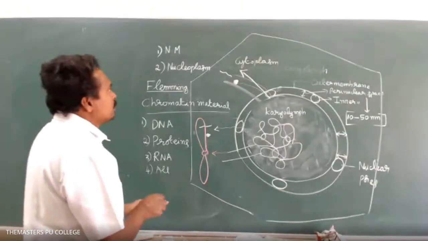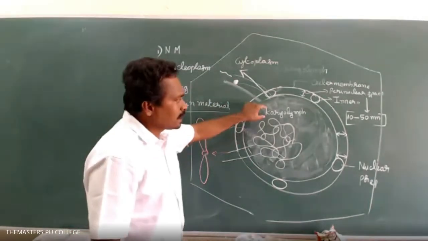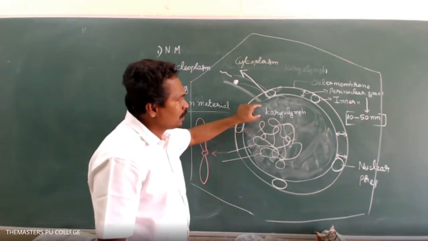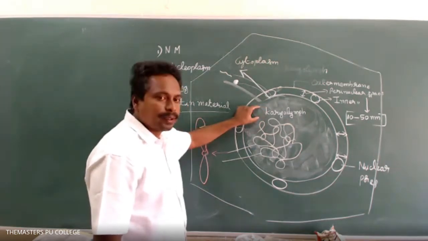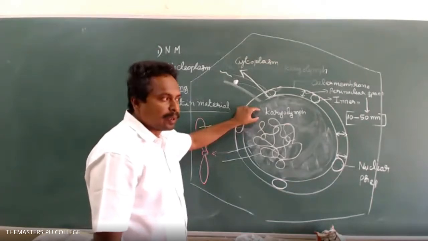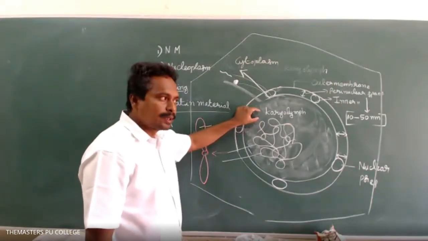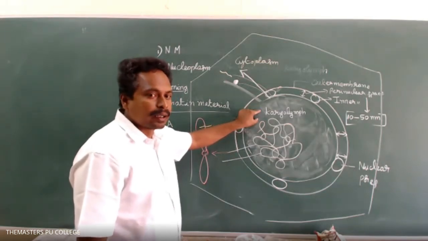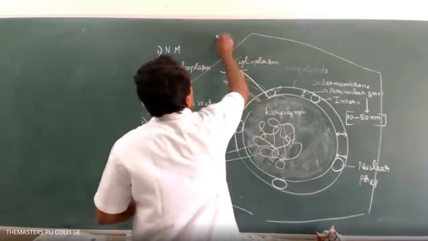Sir, what is karyolymph? The nucleoplasm is also known as karyolymph or nuclear matrix. Karyon means nucleus. In eukaryotic cell, eu means true, and karyon means nucleus.